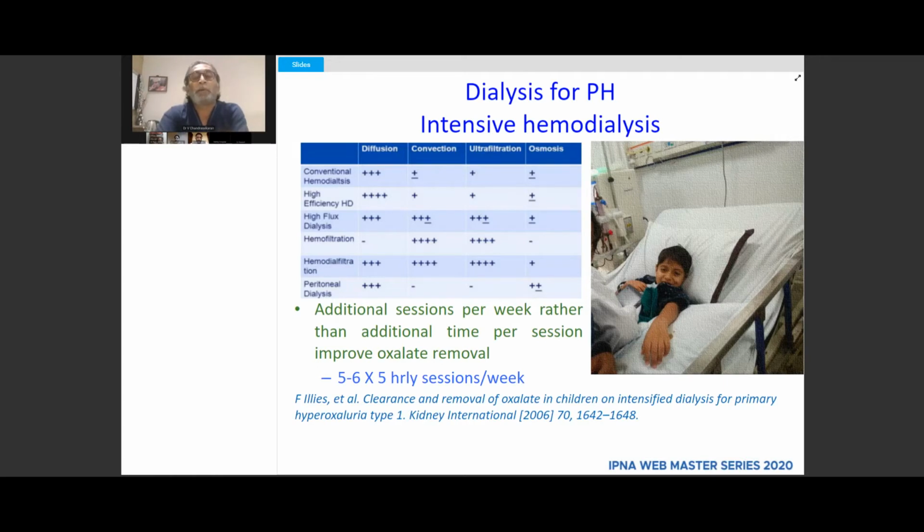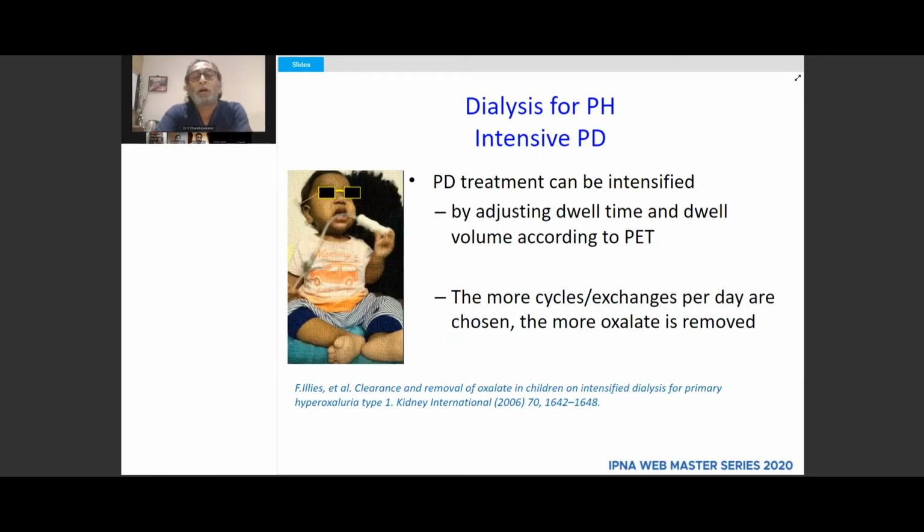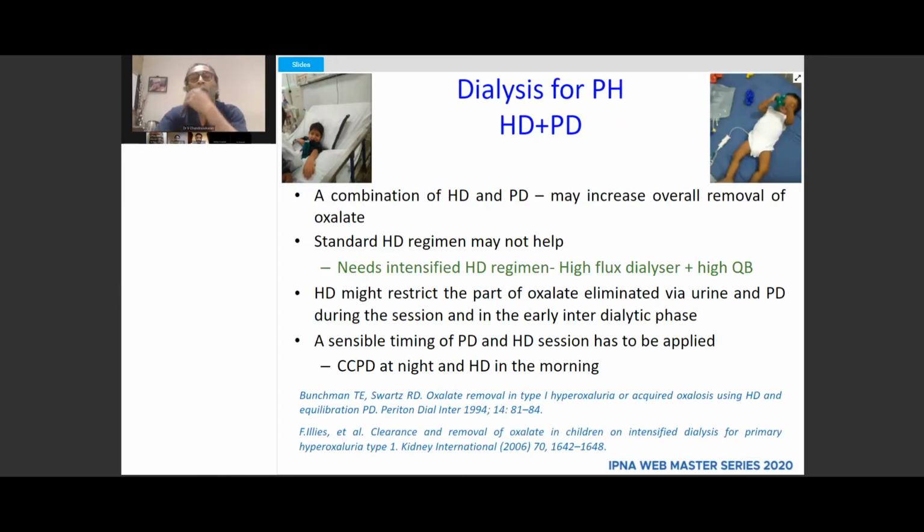PD treatment can be intensified by adjusting dwell volume and dwell time according to the PET test. The more cycles or exchanges per day are chosen, the more oxalate is removed. So a combination of hemodialysis and peritoneal dialysis may increase the overall removal of oxalate. Standard HD regimens may not help, so we need intensified HD regimens with a high-flux dialyzer with high blood flow rate. But HD might restrict the oxalate eliminated via urine and peritoneal dialysis during the session and the early interdialytic phase. So sequential timing, like CCPD at night and hemodialysis in the morning, will be much more fruitful.